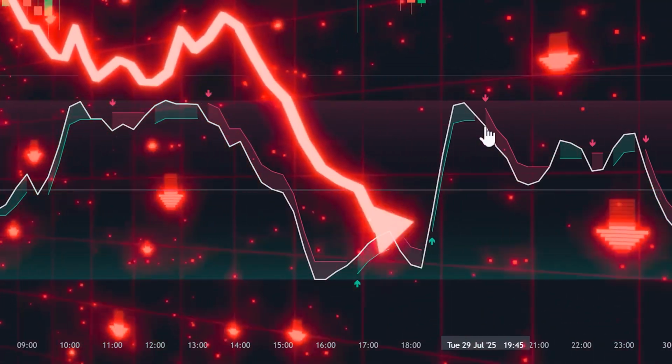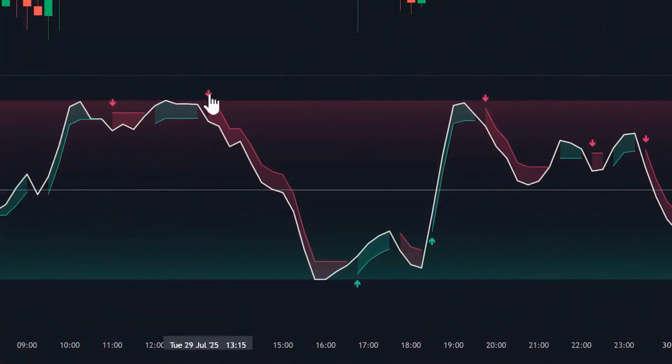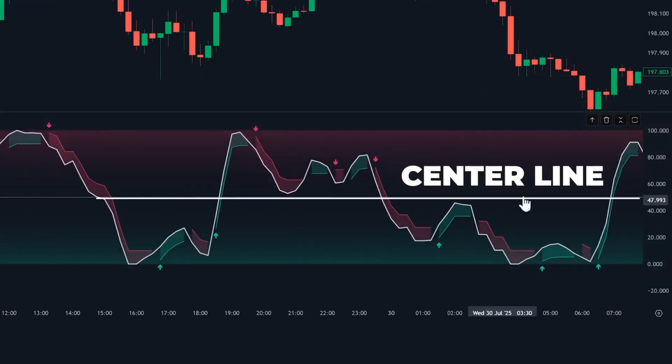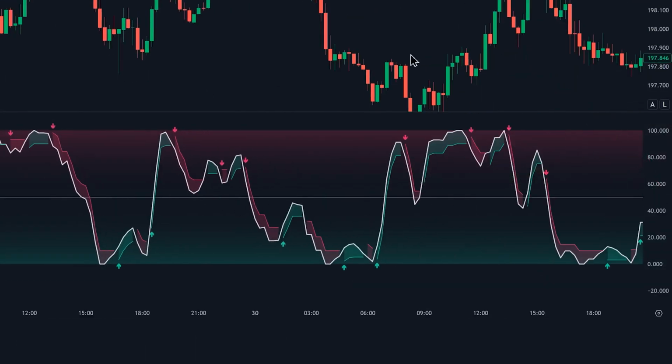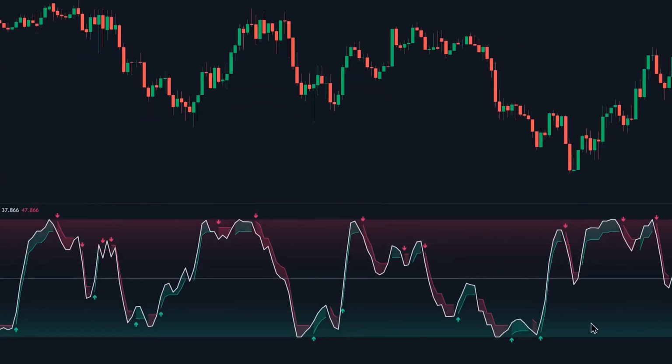of bearish momentum. Finally, we also have a center line, which is located at the 50 point on the indicator scale, just to give you a quick idea of when these lines are in bullish or bearish territory.